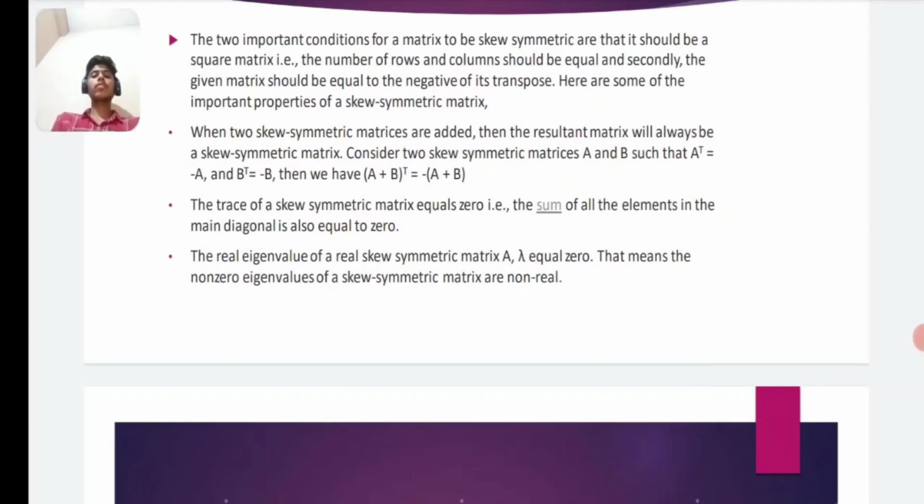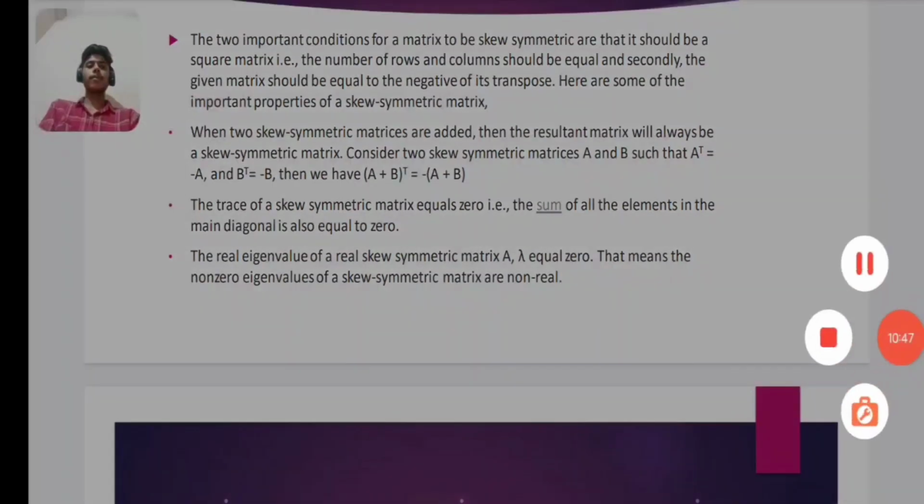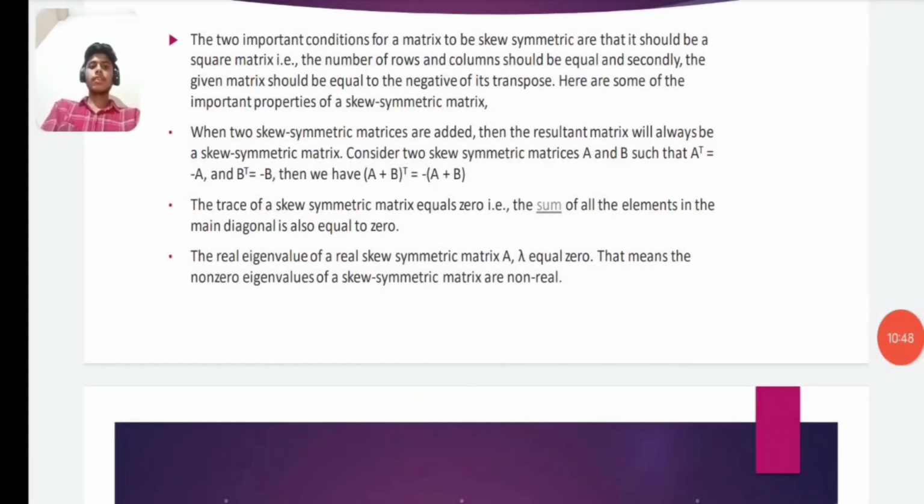The trace of a skew symmetric matrix equals 0. That is, the sum of the elements in the main diagonal is equal to 0. The real eigenvalue of a real skew symmetric matrix A is lambda equals 0. That means the non-zero eigenvalues of a skew symmetric matrix are non-real.